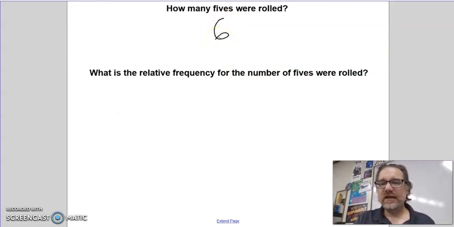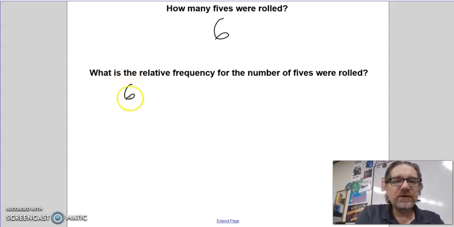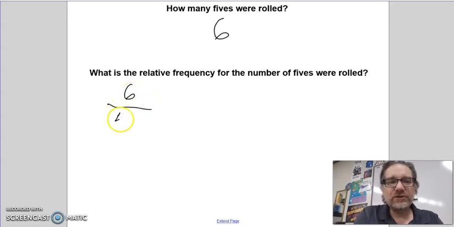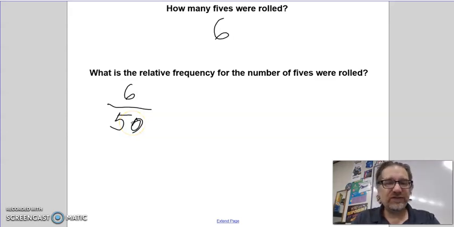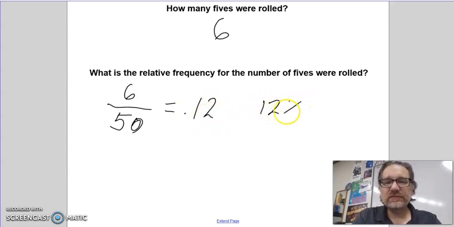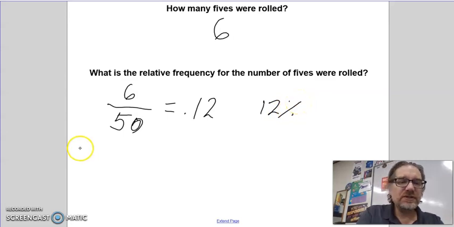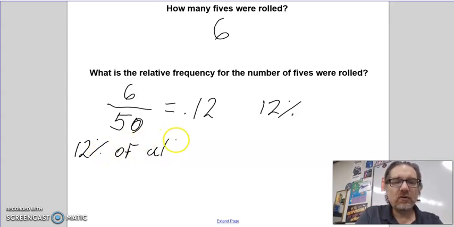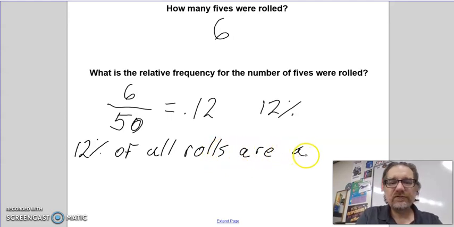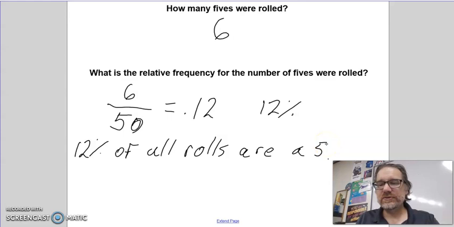Then it wants us to take that frequency and turn it into a relative frequency. A relative frequency is going to be the number of times I got a 5 divided by the total number of rolls. So it's 6 divided by 50. I put that into my calculator. 6 divided by 50 gives me 0.12, and that is 12%. So what my relative frequency means is 12% of all rolls are a 5. That's what my relative frequency tells me.